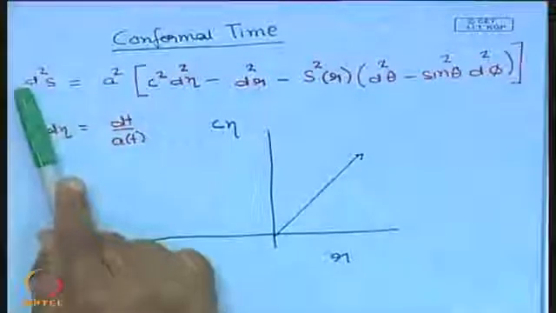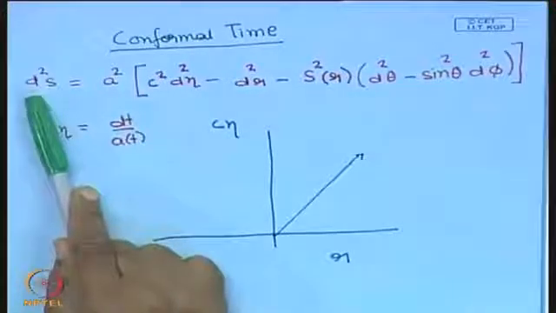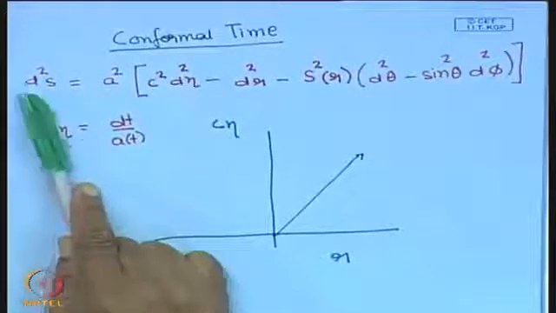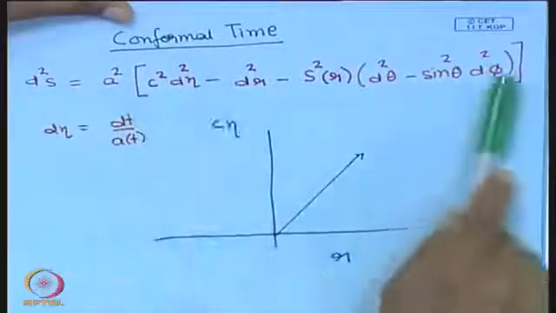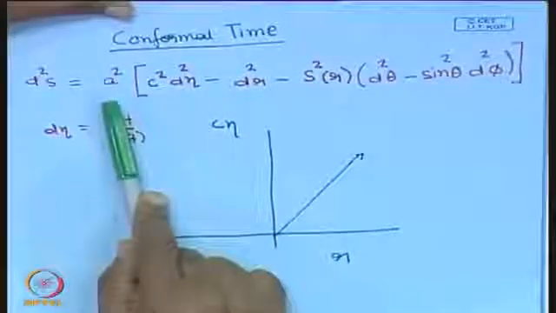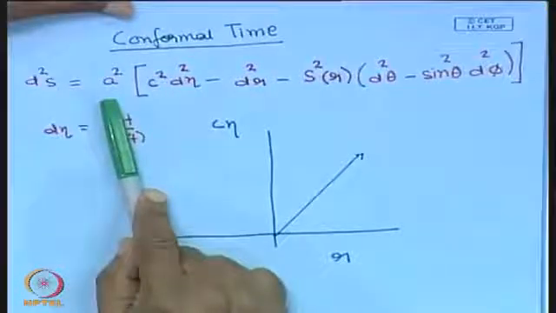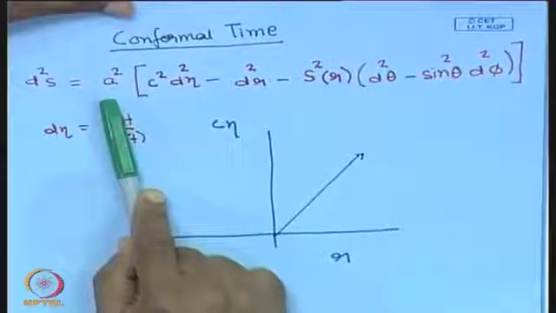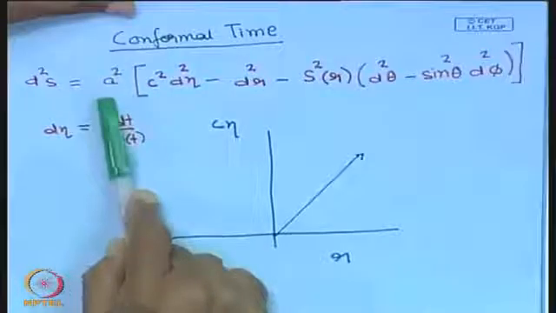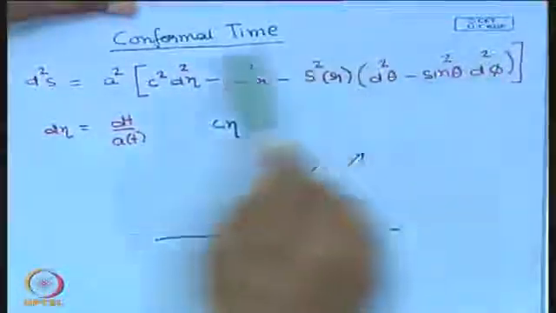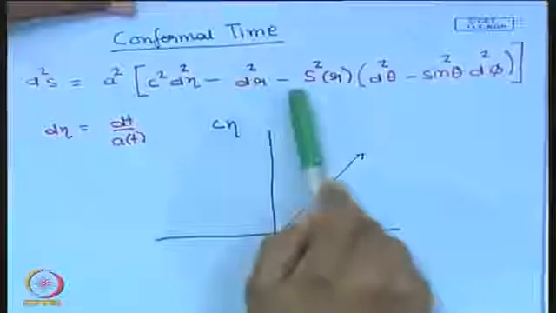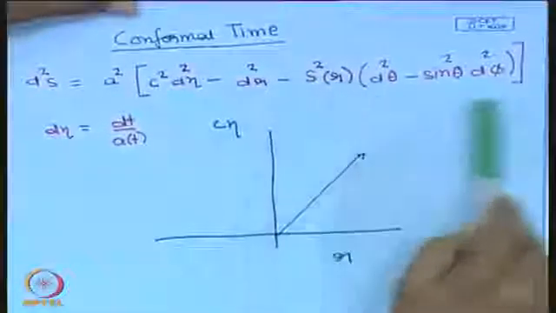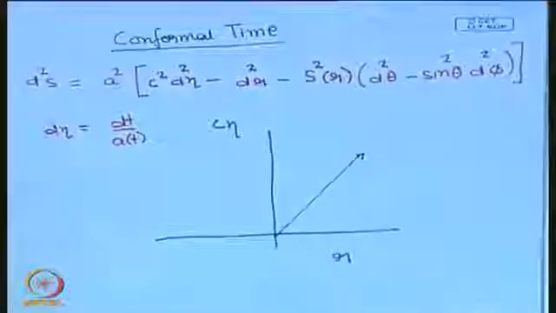The line element, which allows us to calculate the interval between two events, can be written in terms of the conformal time in this way. We have a factor of the scale factor squared outside, which is a conformal factor, and inside we have c squared d eta squared minus dr squared minus S squared of r times the line element due to the angular displacement.